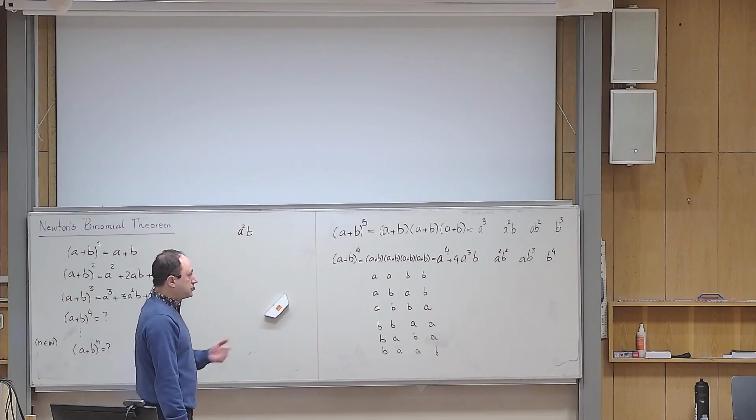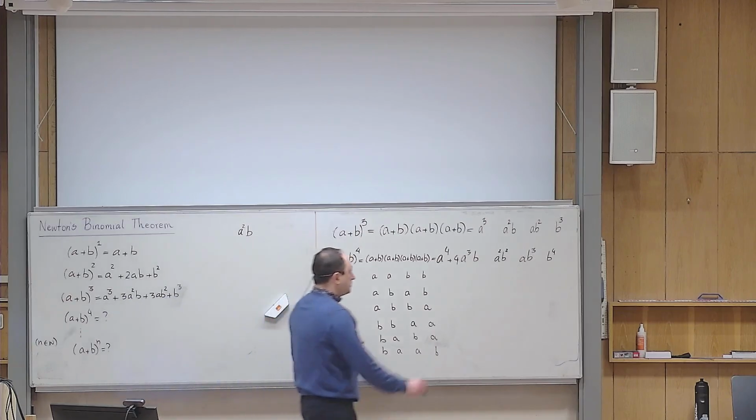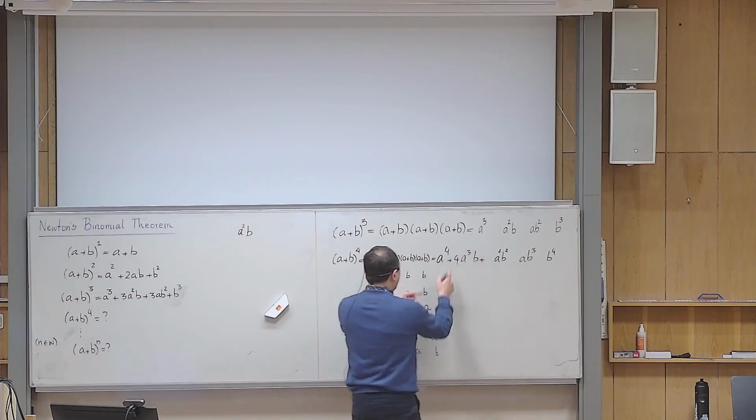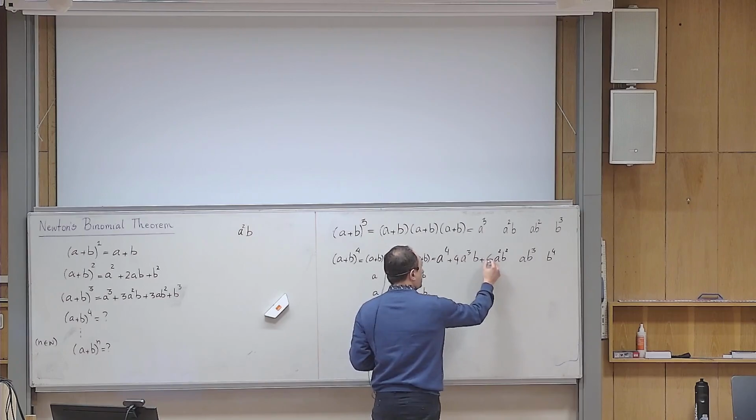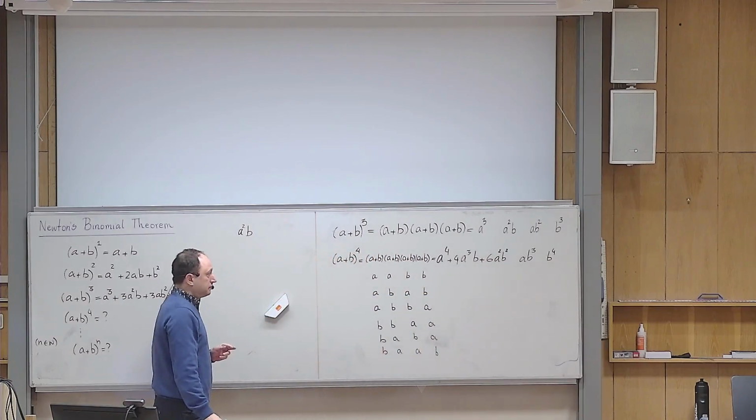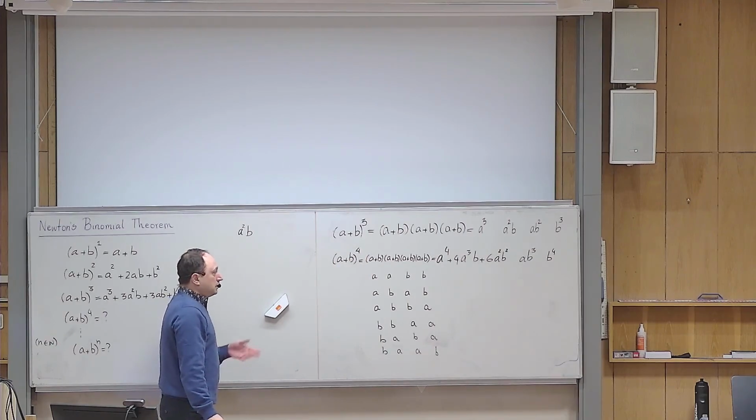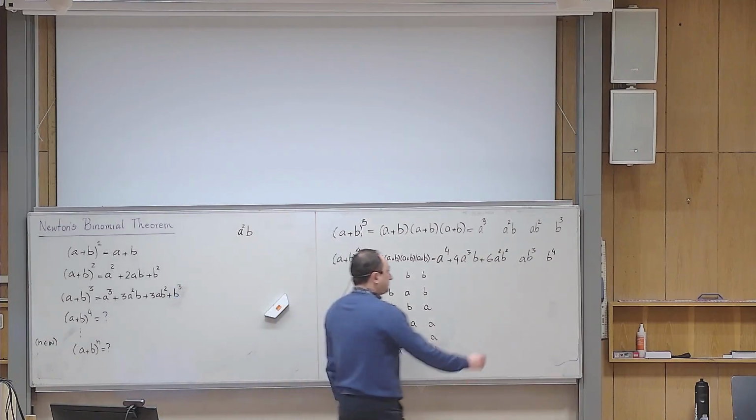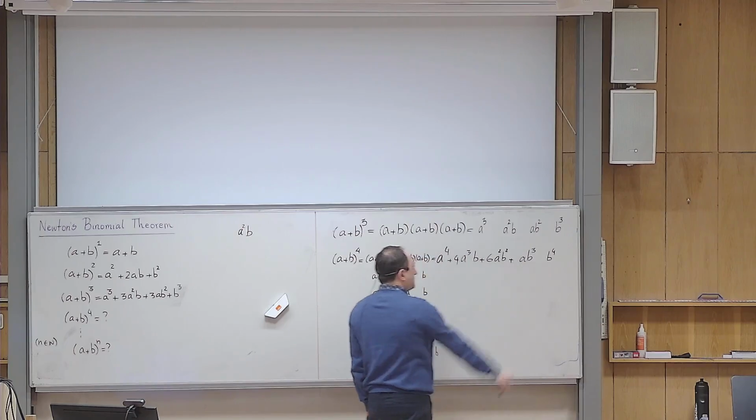So how many items are there? 6. So we expect that if we expand them, 6 A squared, B squared will occur. And that's correct. And then, for example, if I ask you, can you guess what is this one?